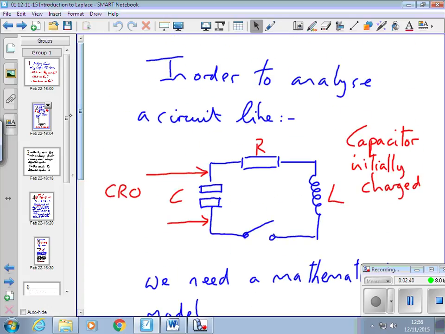I don't know what I've said in here. Now, I haven't actually explicitly said, but this capacitor is initially charged. So this is a charged capacitor. Initially charged. Oh, does it? Right, okay. Fair enough. Just as well I did it with the magic pen.